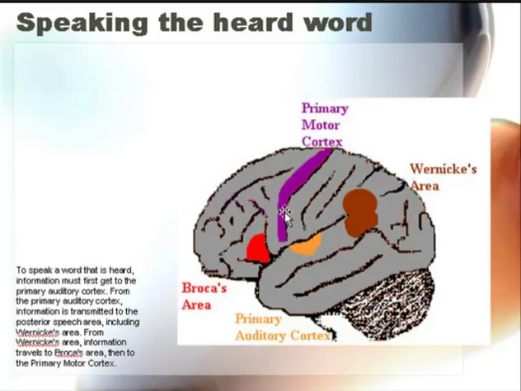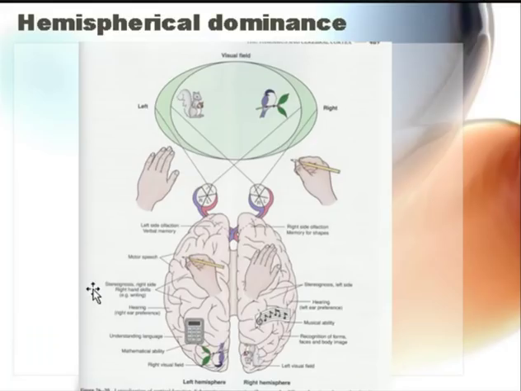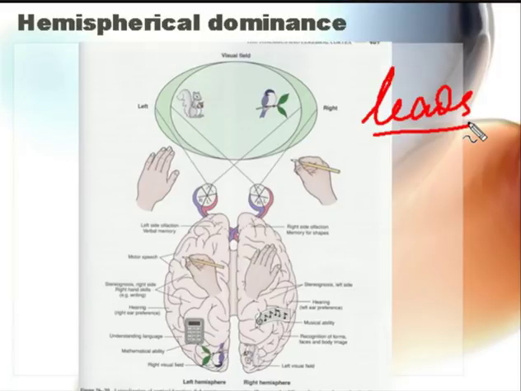The next thing we are going to talk about is hemispheric dominance, and this is a nice image which gives you some of the properties of the different cerebral hemispheres. When you talk about hemispheric dominance, what you're referring to is the fact that one hemisphere leads the other one in certain functions. Which are those functions which we think are important? The most important is the language function.